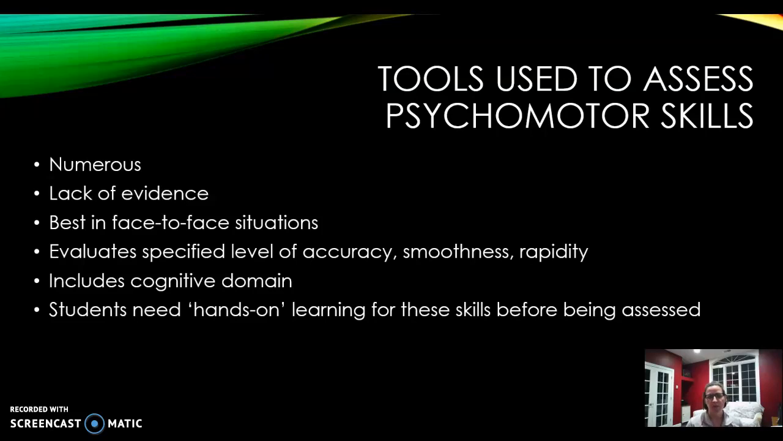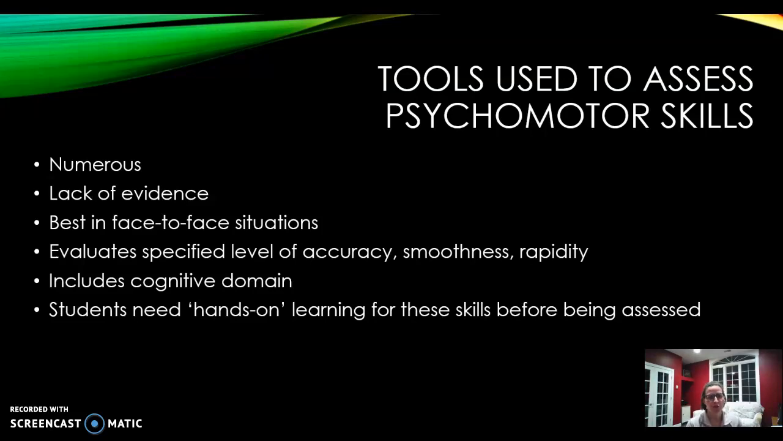It's important to remember also that when we're looking at evaluation and assessment of psychomotor skills, we want to evaluate at a specific level that includes the accuracy, the smoothness, and rapidity of that technique or procedure. We also, even though it's not specifically stated, are including the cognitive domain. This is the domain where knowledge is attained by students along with the psychomotor skill development. It's more focused on the intellectual side of learning.